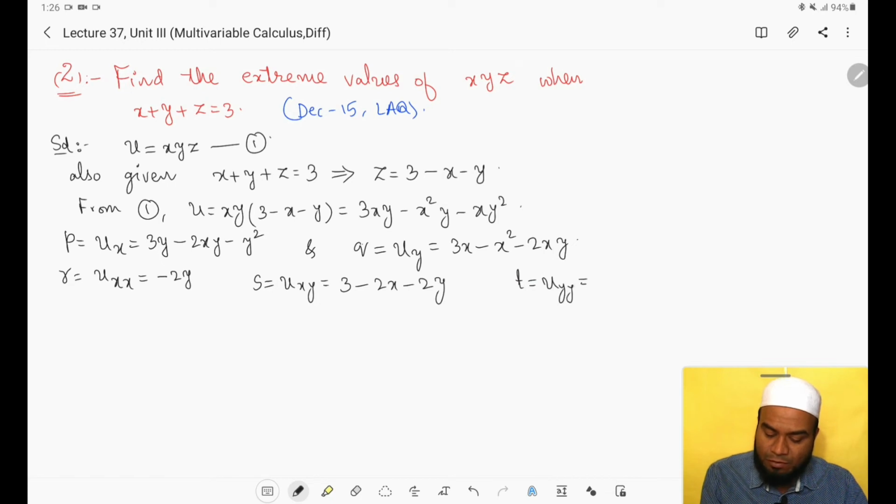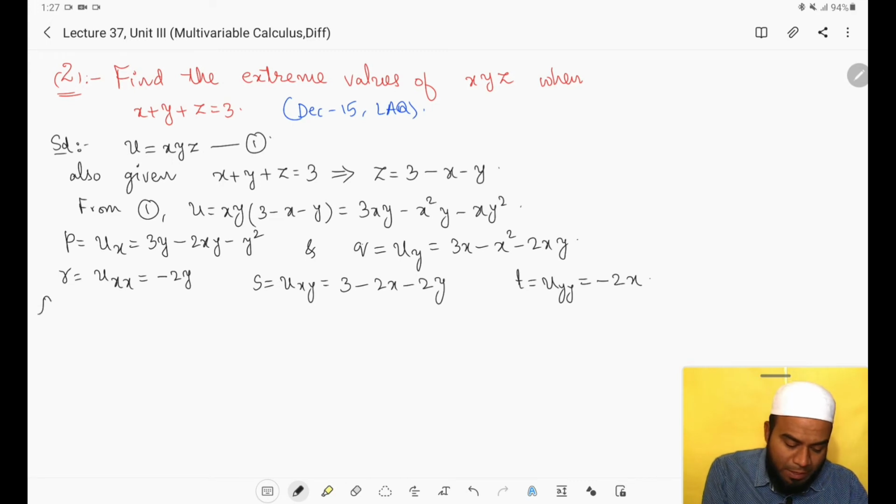So partial derivative of uy with respect to y. Uy is this, we have to differentiate this with respect to y. What we will get? Derivative of 3x is 0, derivative of x square is 0, derivative of minus 2xy, what we will get? Minus 2x, right? So we got all the required things, that is p, q, r, s, t.